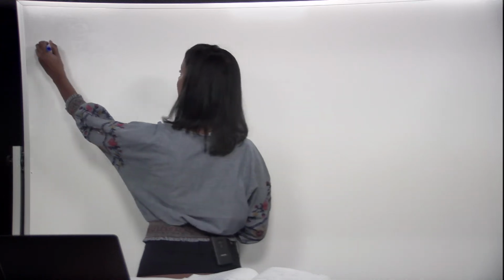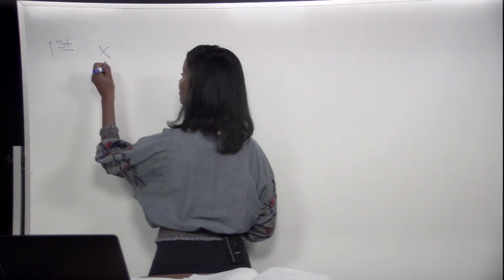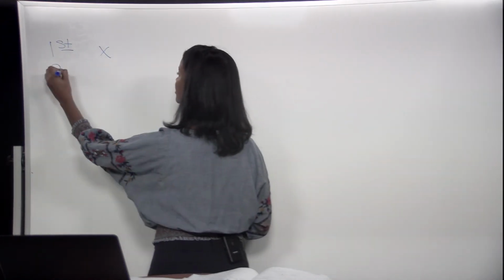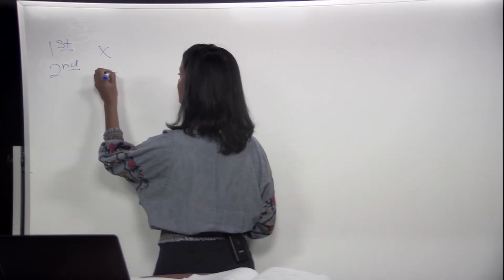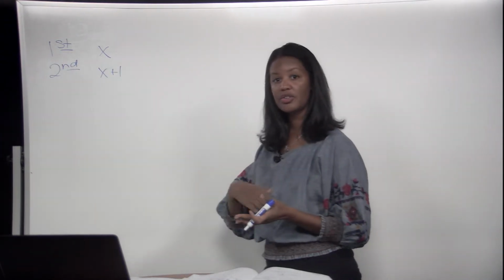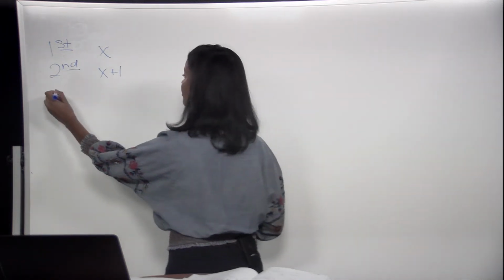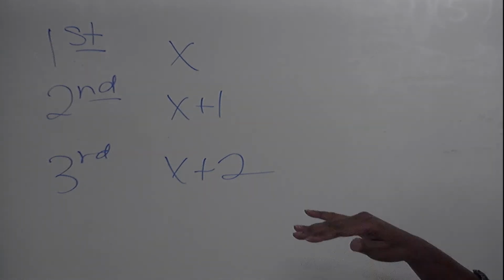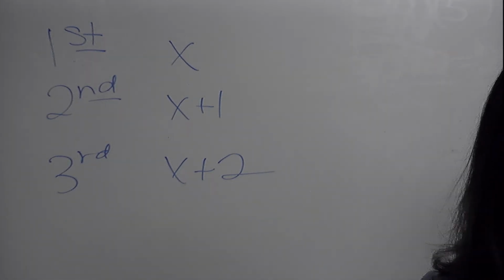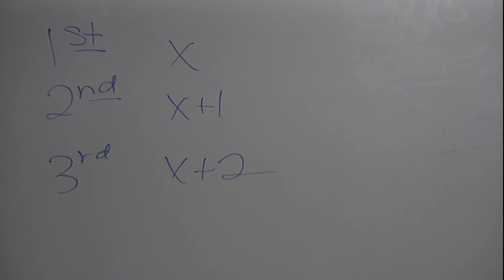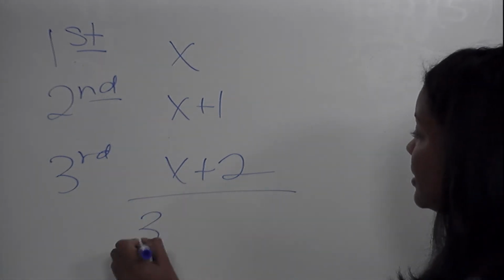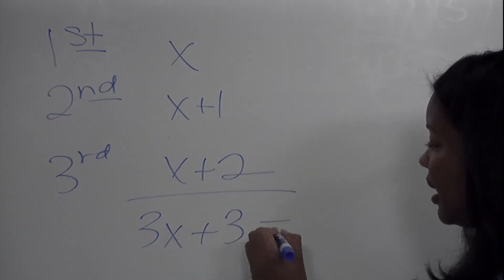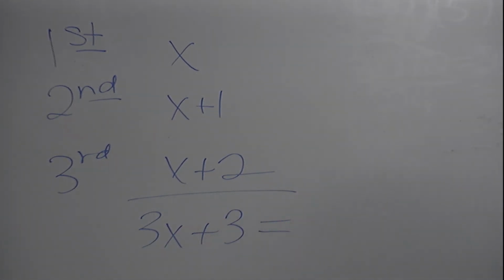So if we have 3 consecutive integers, the first integer we can call x, okay? The second integer we can call x plus 1 because it's in order, so it's 1 after the previous one. And the third integer we can call x plus 2. So there are 3 consecutive integers. And it says the sum, which means to add them all together. So we add these 3 together, we get 3 x's plus 3. And so the sum equals negative 84.